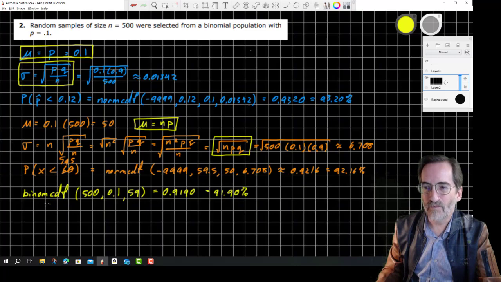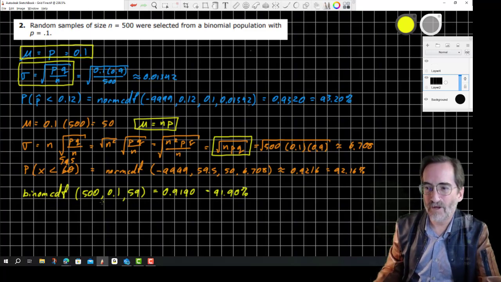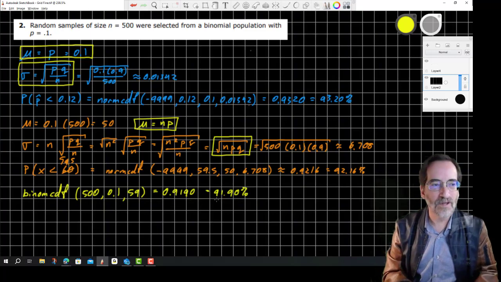And then we can approximate using the binomial distribution on your calculator as well, which uses much more complicated mathematics behind it to calculate the exact answer. All right, so hopefully that helps.